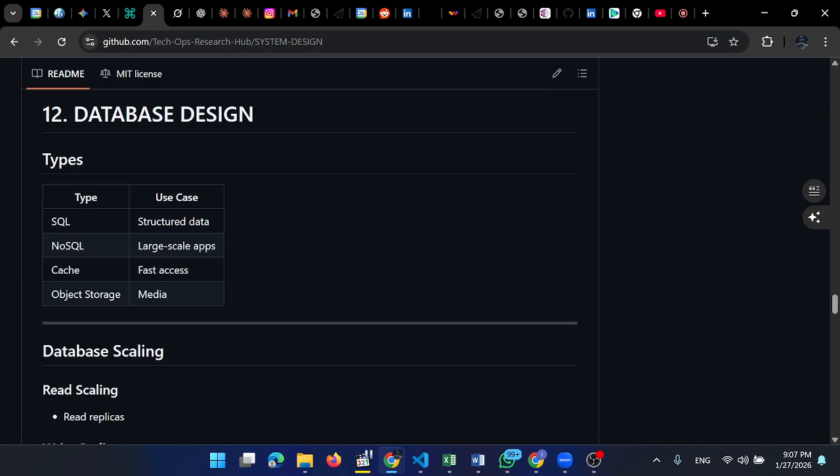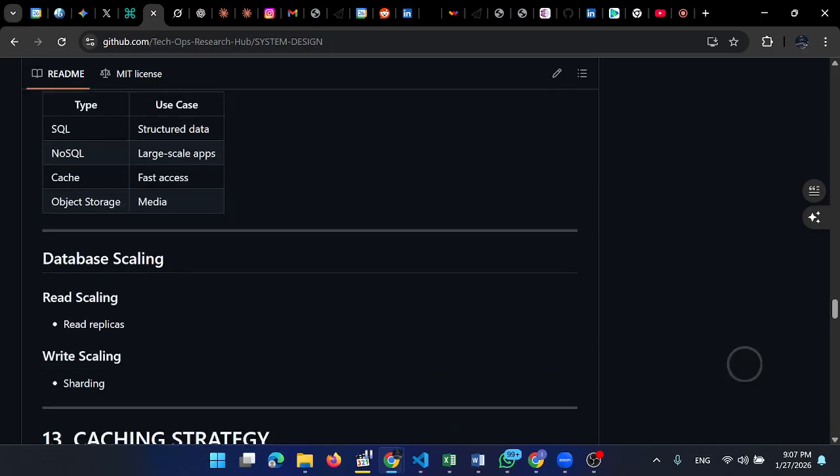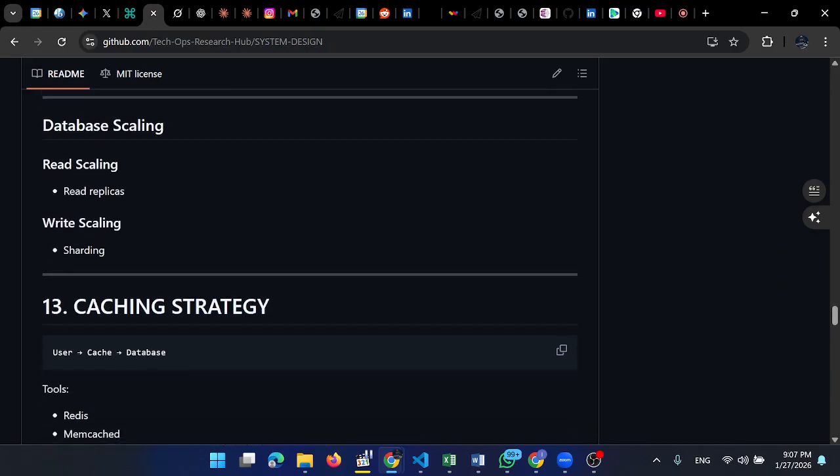Very important to note. Then we do have what we call database scaling. So how do you get to scale your database? One, we have read scaling, where you get read replicas. And then we have write scaling, where you look at things to do with sharding. Sharding is the key thing here.